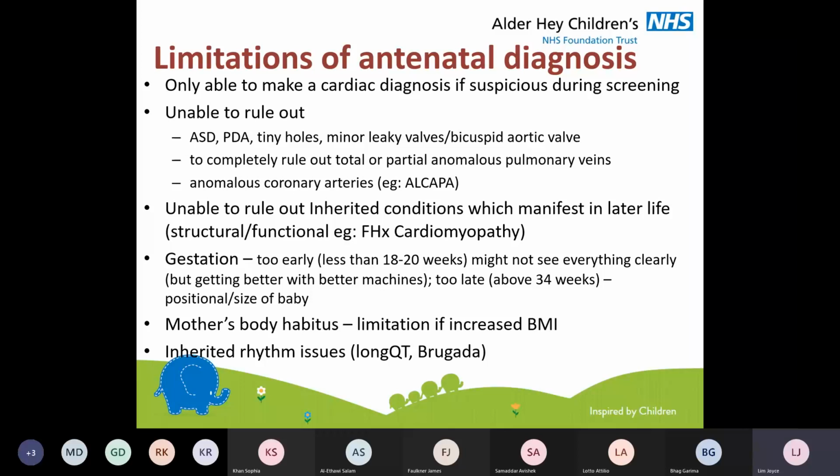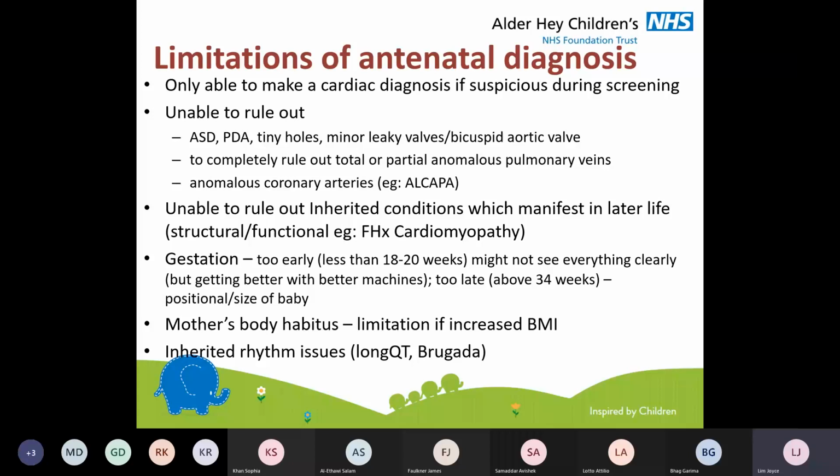If not, we frequently tell the parents that ASDs, PDAs, tiny holes, minor leaky valves, and bicuspid aortic valves cannot be seen. You can imagine the fetus at 18 to 20 weeks is not big. So the aortic valve is at most about 2 to 3 millimeters, and trying to decipher whether it's a bicuspid aortic valve or not is very difficult. Similarly, total or partial anomalous veins are very difficult to pick up at 18 to 20 weeks, especially if you have an otherwise structurally normal heart.